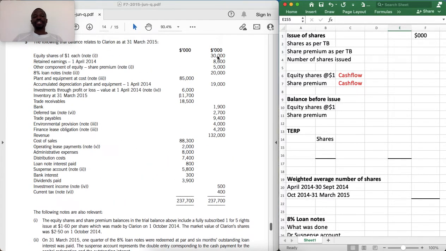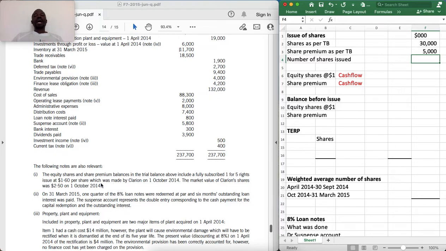Now, I have gone ahead and created the template as usual. The equity shares as per the trial balance is 30,000 in thousands. The share premium is among the other components of equity. Share premium as per the trial balance is 5,000. So now we will need to know the number of shares that were issued during the year, as this will assist us when calculating the earnings per share, and also when preparing the statement of changes in equity.